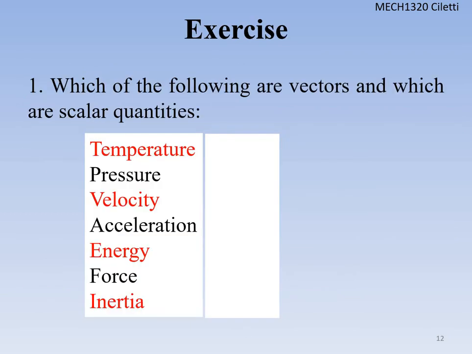All right, so let's just do some exercises so we understand. We want to know which of the following are vectors and which are scalars. Remember, a vector is something that has both magnitude and direction. A scalar is just kind of a multiplier type value. So if we look at temperature, temperature is a scalar. It doesn't necessarily have to have a magnitude and a direction. It really just has a magnitude. It's a value.